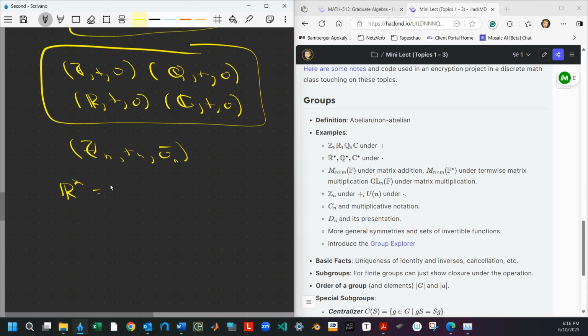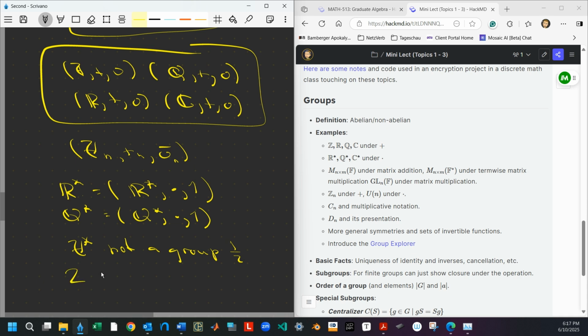So R star, which will be just R star, and then times and 1, right? So now the identity is 1, right? Q star equals, again, I'm sort of overloading these two symbols here, times and 1, etc. Now you have to be careful. Z star is not a group because, 1 over 2, for example, right? 2 has no inverse.